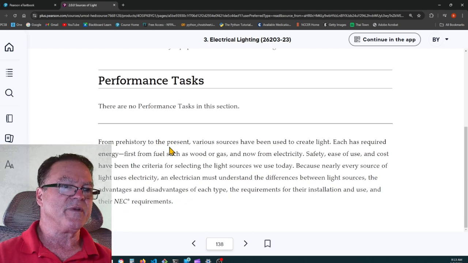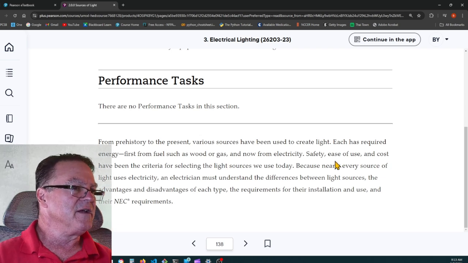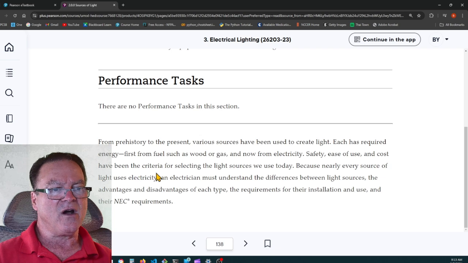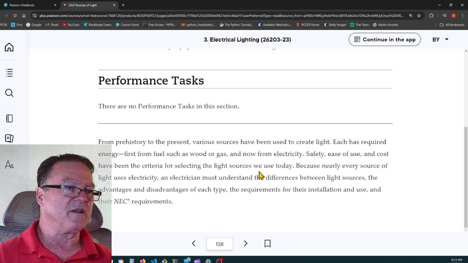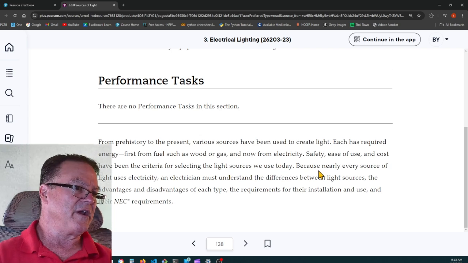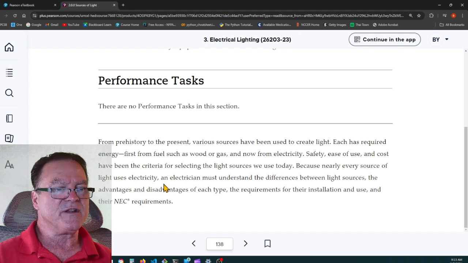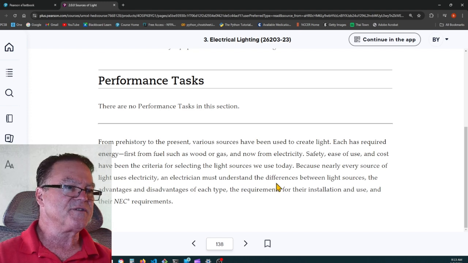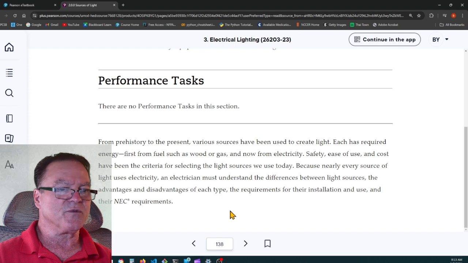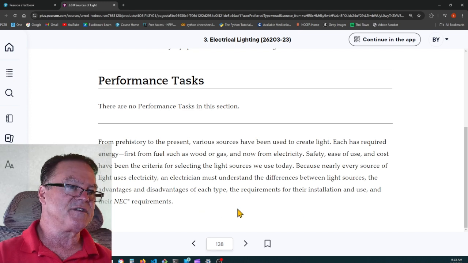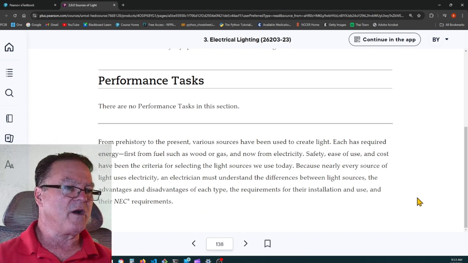So it says from prehistory to the present, various sources have been used to create light. Each has required energy, first from fuel such as wood or gas, and now from electricity. Safety, ease of use, and cost have been the criteria for selecting the light sources we use today. Because nearly every source of light uses electricity, an electrician must understand the differences between the light sources, the advantages and disadvantages of each type, and the requirements for their installation and use.